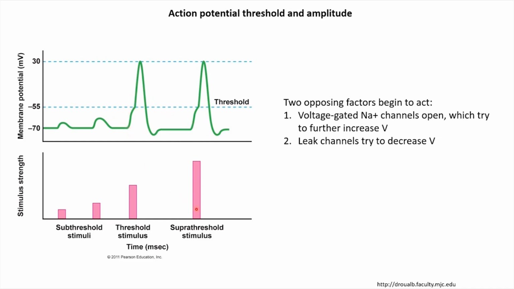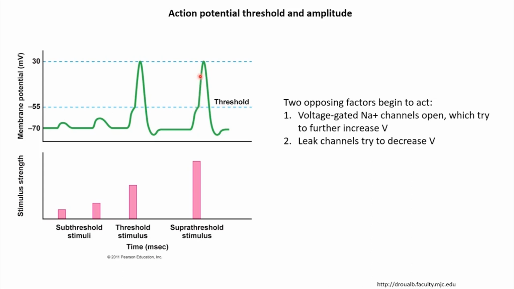Now if we give an even larger input, that could potentially cause an even larger depolarization in a neuron, we would still see an action potential of the same size. Why is that? Why don't we get larger action potentials for larger inputs? Well, the reason is that the size of the action potential depends on the voltage-gated sodium conductances.